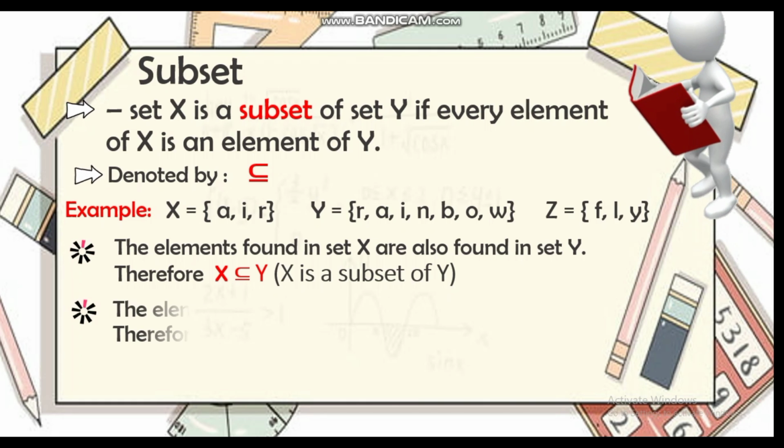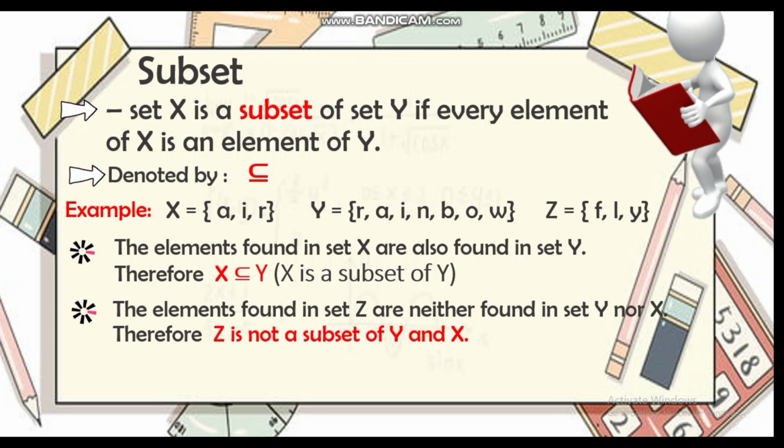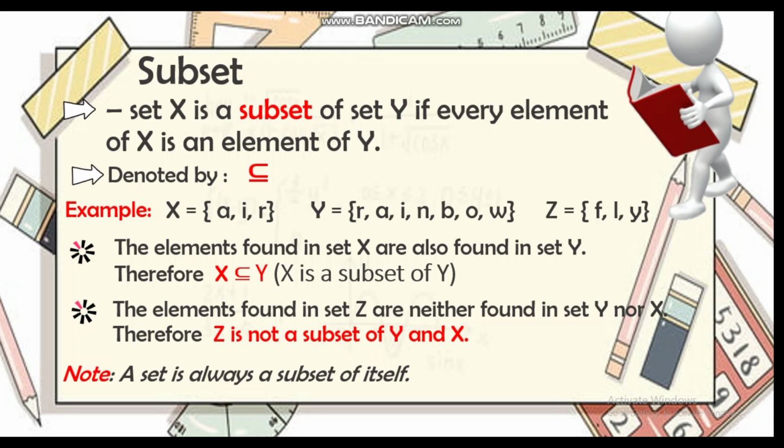On the other hand, the elements found in set Z are neither found in set Y nor X. Bitaw no, ang F, L, Y, dili makita sa elements sa set Y, ug dili pud makita sa elements sa set X. Therefore, set Z is not a subset of Y and X. So klaro kaayo ang properties ni subset. Note, a set is always a subset of itself.